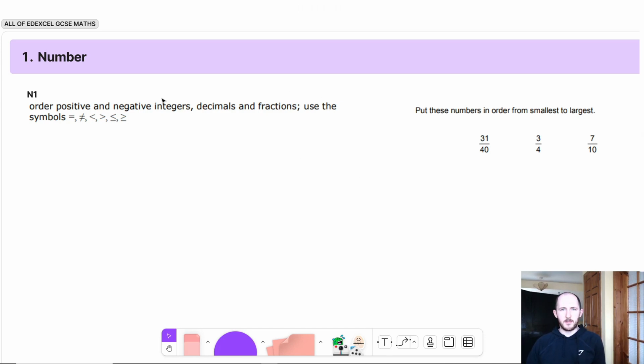So a few days ago we uploaded the AQA, so everything you need to know for AQA GCSE Maths, and now we're going to do Edexcel Maths. So if you're doing Edexcel, this is the exact place you want to be.